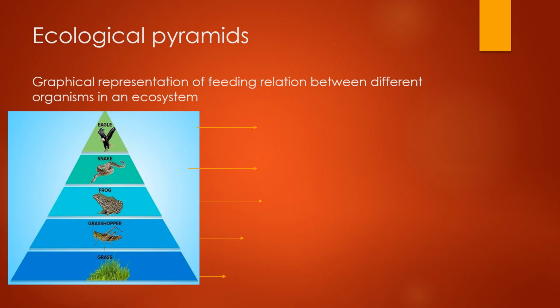Now, what are ecological pyramids? A graphical representation of feeding relations. That means how food transfers from one organism to another. That is the feeding relation between different organisms in an ecosystem. We get different strata, different layers, different trophic levels in the ecological pyramids.